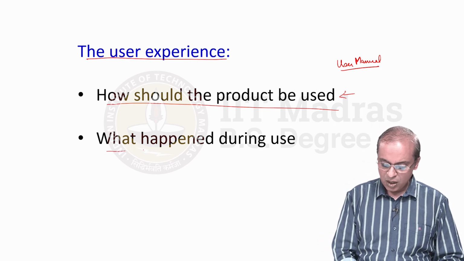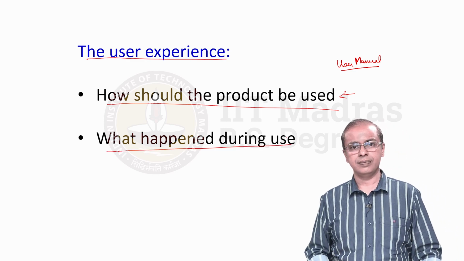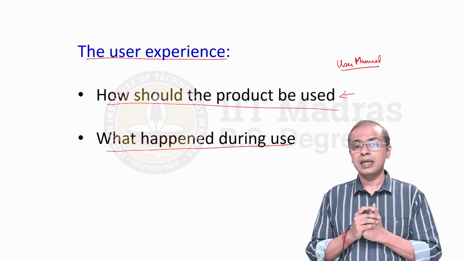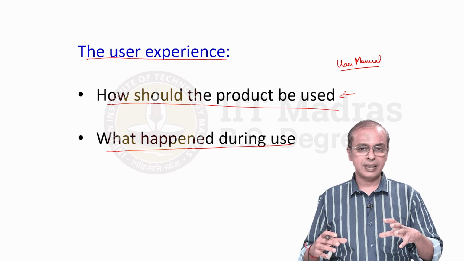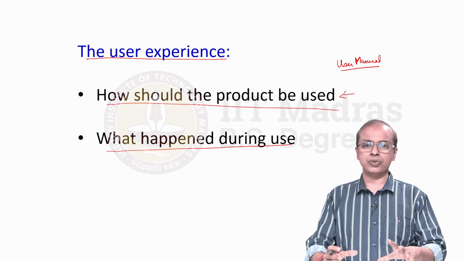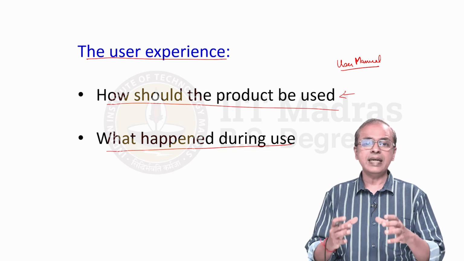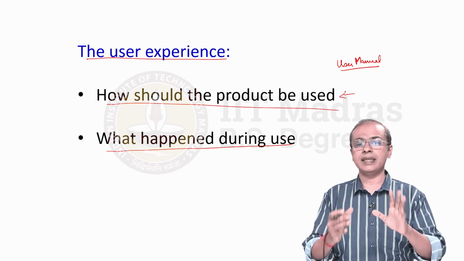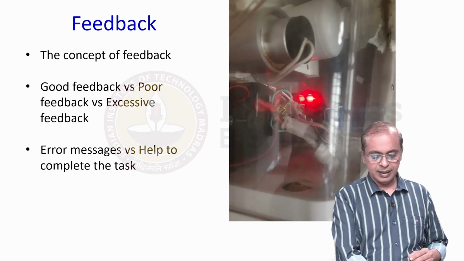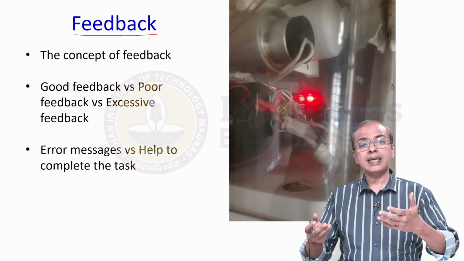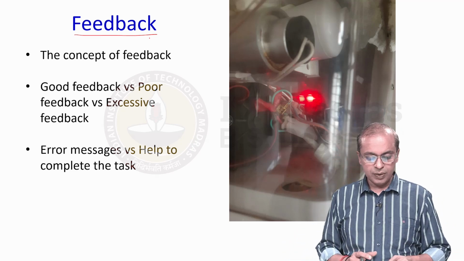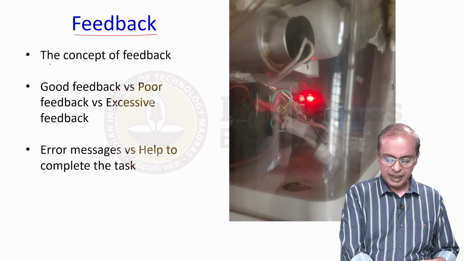The other major thing is what happens during use. This is a very critical thing which we sometimes don't realize. We don't give it as much importance as we probably should. What is happening during the use is a very integral part of the user experience. So for example, feedback is a very important part of making the person understand what happened during use. So the concept of feedback is very critical.